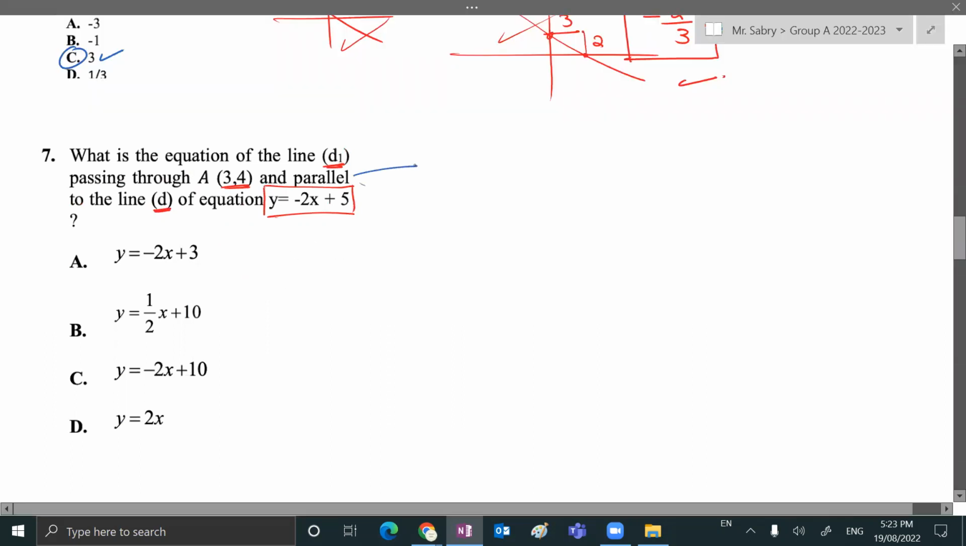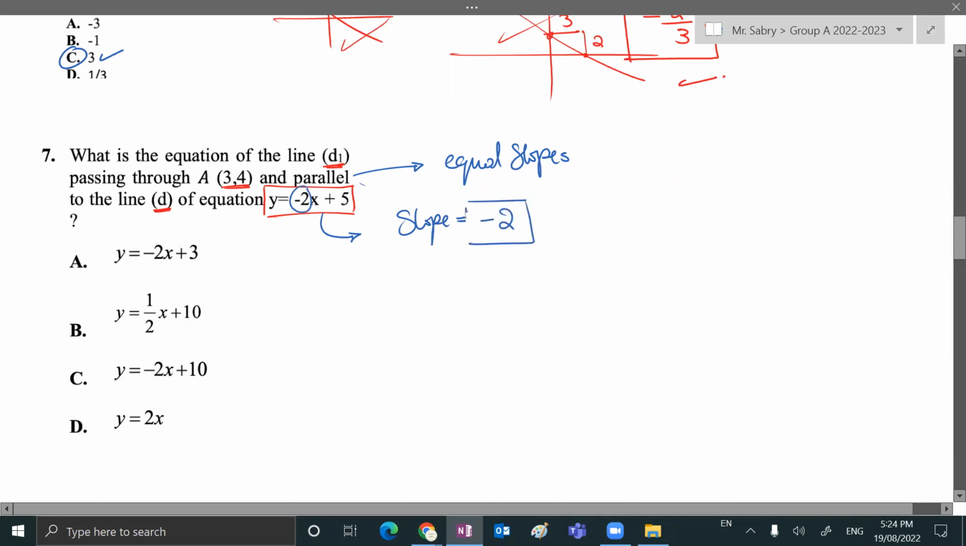Whenever I see the word parallel, I think right away of equal slopes. If you did not watch yet the class when we were explaining linear, parallel and perpendicular lines and so on, I strongly suggest that you do. It's extremely important. So parallel means equal slopes. Equal slopes to which equation? To this equation, which means that I know now that the slope must be equal to -2.